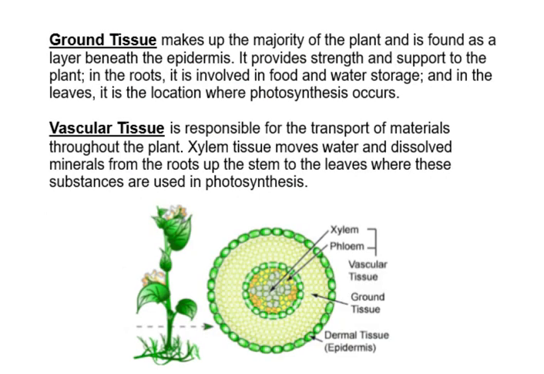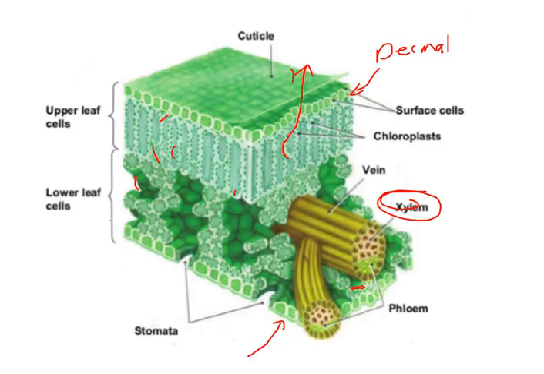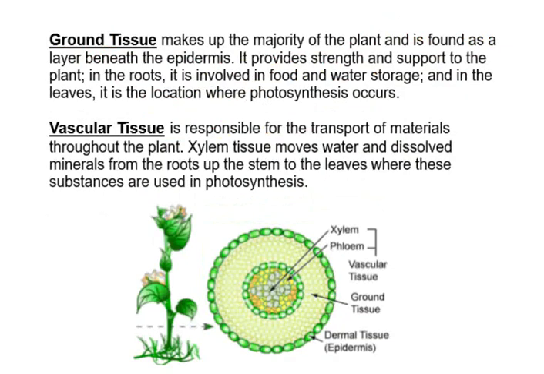The second type of tissue I need you to know is called ground tissue. And the ground tissue is like the middle section. So when I was discussing a few slides back, these cells right here were called palisade cells, and these cells right here were called spongy cells. That's the middle section. So the word is ground tissue, and it's the majority of the plant. Okay, it's everything that's more than 1 cell deep, and it provides strength and support for the plant, and it's even in the roots. It is also where the photosynthesis occurs.